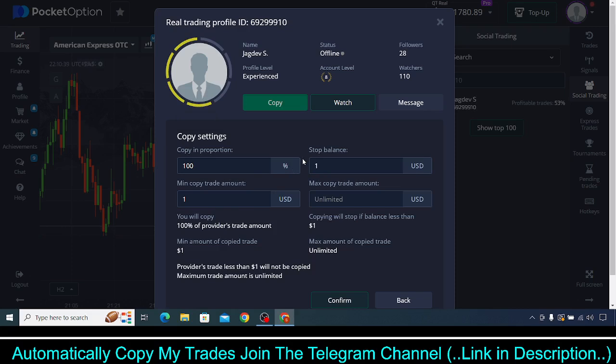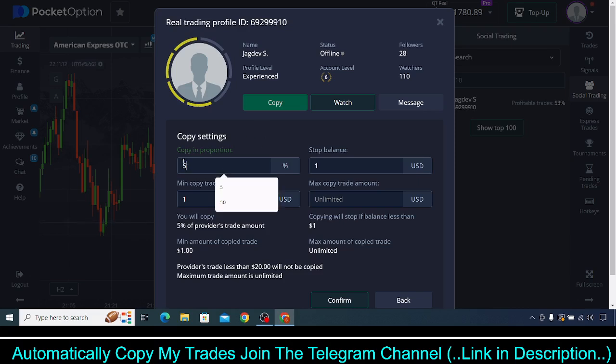Now once you see this kind of box, there are 4 boxes where you need to do the work. I would suggest you don't touch any of these 3 boxes while copying my trade. And remember one thing, I make $200 per trade. That means if you copy 1%, that means $2 per trade. If you want to copy $10 per trade, if I make $200 per trade and you want to automatically make $10 per trade in your account, then just make it 5%, because 5% of $200 is $10. Similarly, if you want to make $20 per trade, make it 10%, because 10% of $200 is $20.